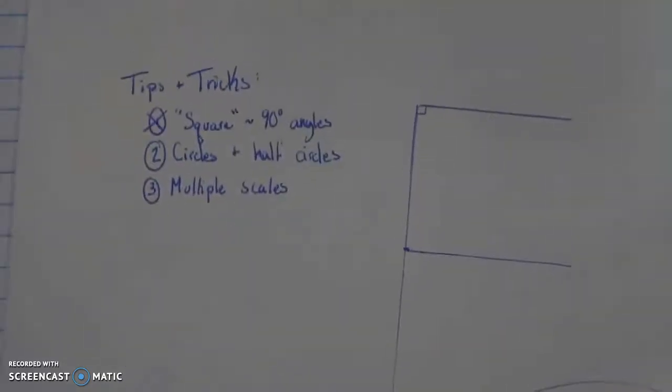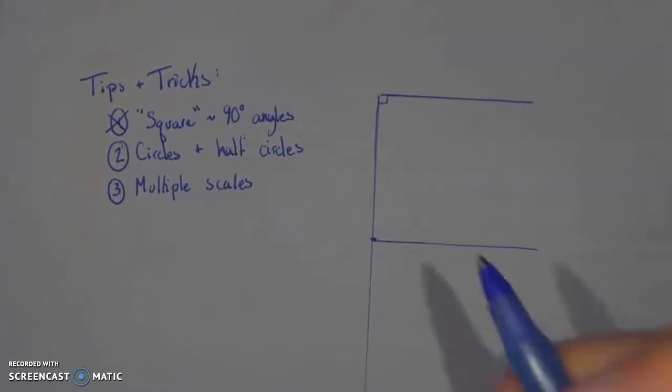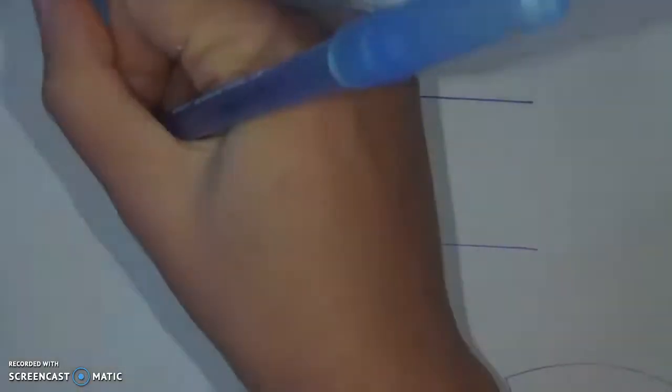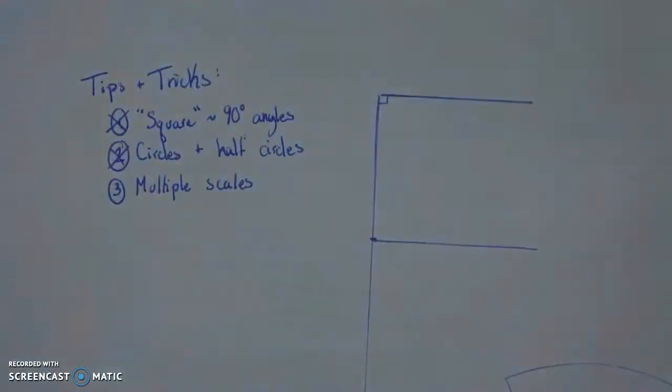Okay, so now we have covered squares. We've covered circles and half circles. There's just one last tip that I want to give you. What do you do when you have multiple scales to work with?